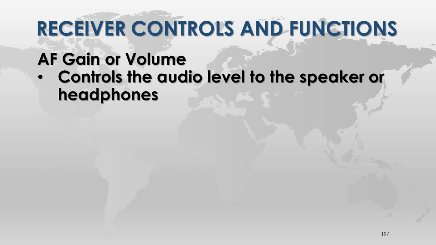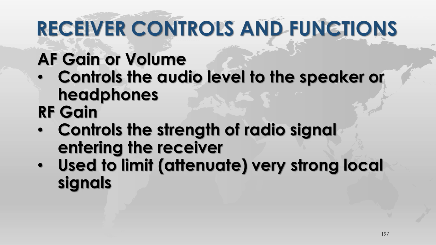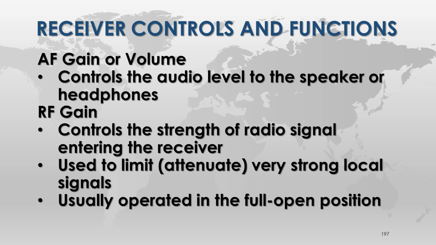Audio frequency gain, or volume, controls the audio level to the speaker or headphones. RF gain controls the strength of the radio signal entering the receiver, and it's used to limit or attenuate very strong local signals. Usually the RF gain is operated in the full open position, and then you back it off.